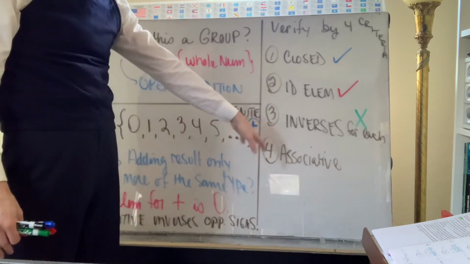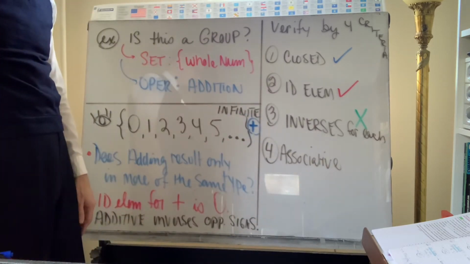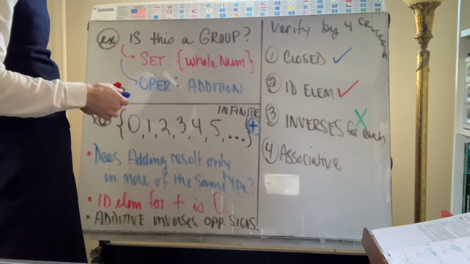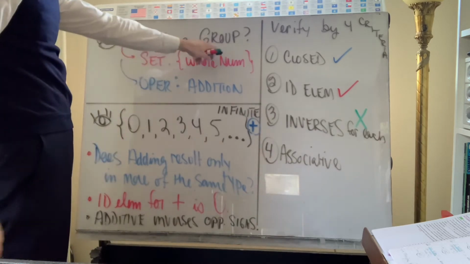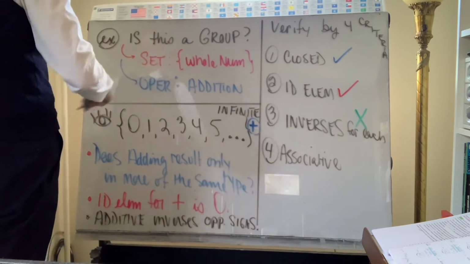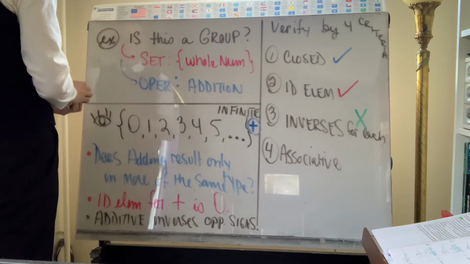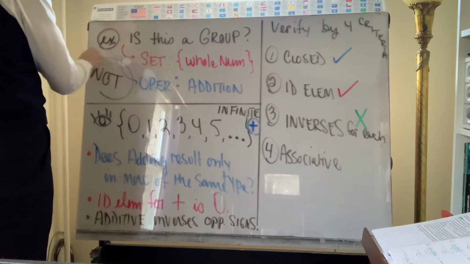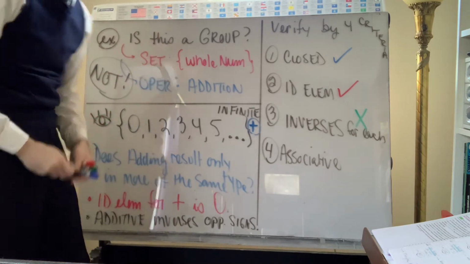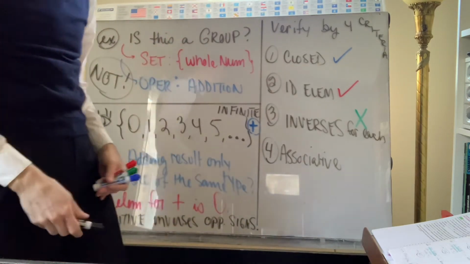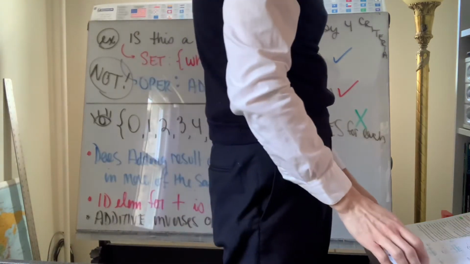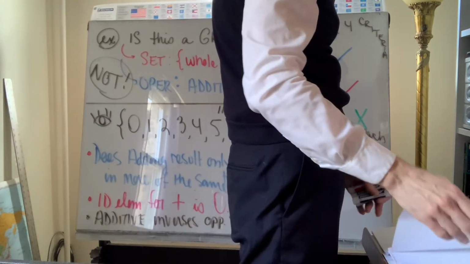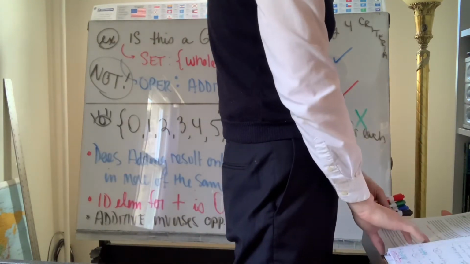We don't even have to check the associative property. So it is safe to say, in answer to this question, is this a group? You would say no. This is not a group. Not a group, and then move on with your life. Okay, not too bad. Just need to know the criteria.